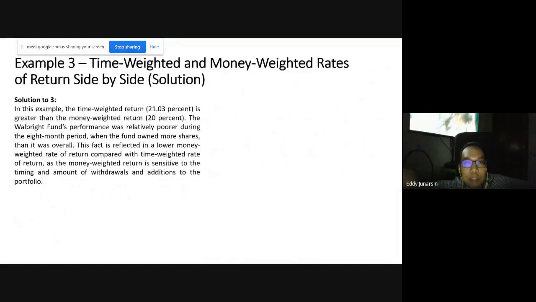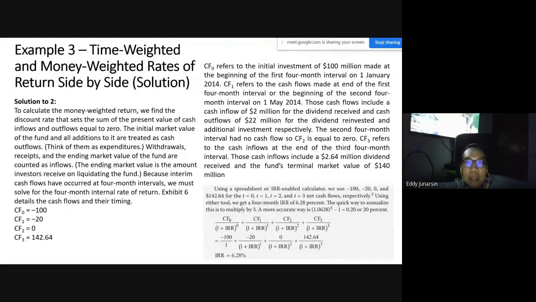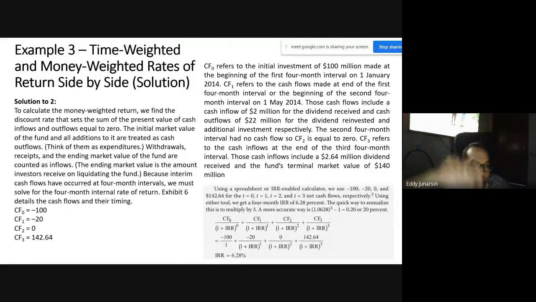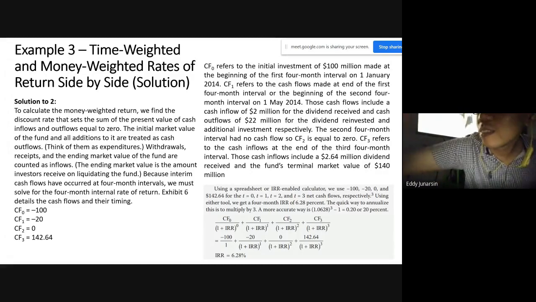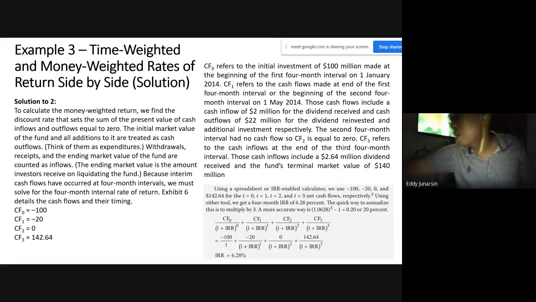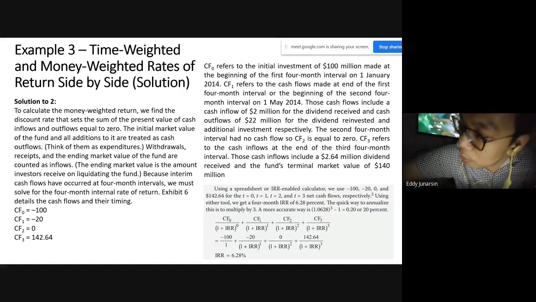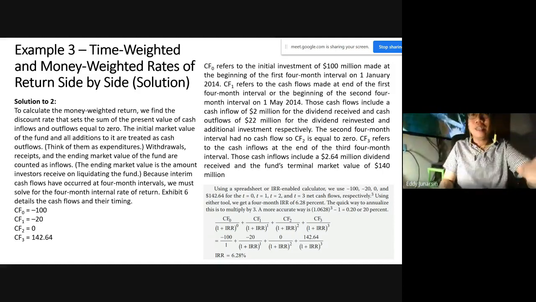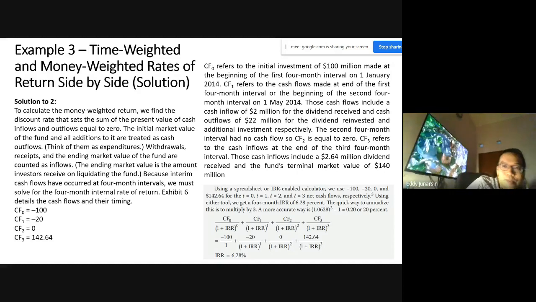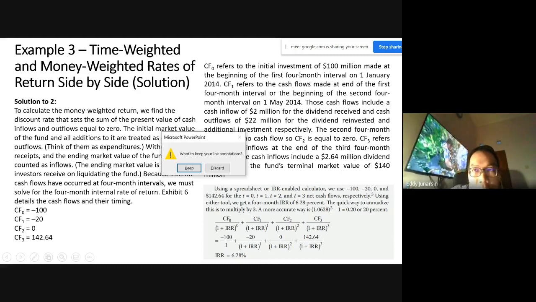Any question or comment before we see the direct comparison between time-weighted and money-weighted? Any questions so far? Oh, it's already dark, eh? Crazy, so fast. Hungry. Any questions or comments? Yeah. So we continue with the next example.